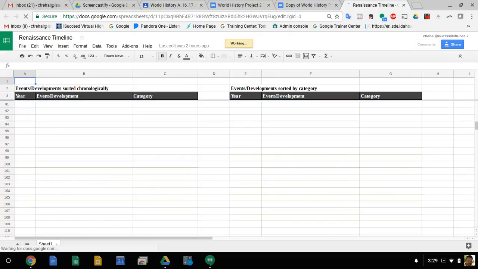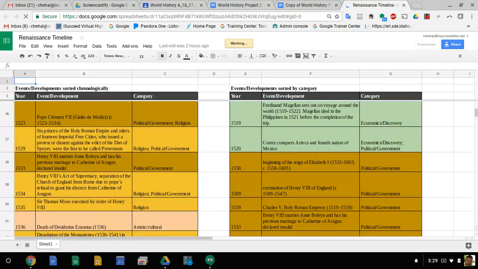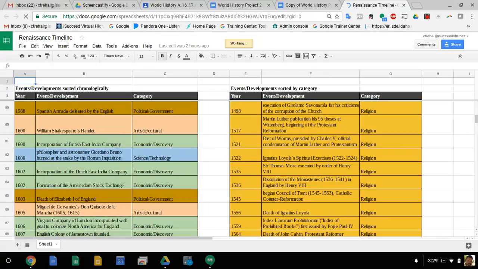Now, over on the left, you can see that this laptop I have is constantly freezing up. Over on the left, the events are listed in the order that they occur, and you'll notice that it's got the year, the event. So in 1600, that's when Shakespeare wrote Hamlet. And then afterward, it has the category.